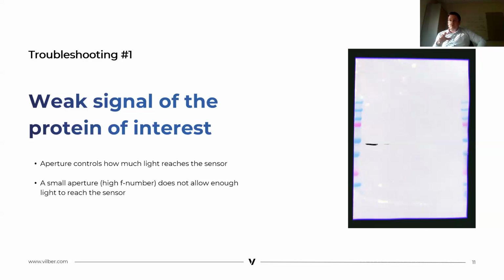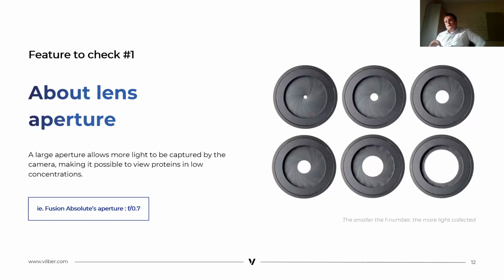When you have a high F number, it lets in less light, which can make the image darker if the exposure is not adjusted. So, as I said, the aperture controls how much light reaches the camera sensor, and our system, the Fusion Absolute, has the largest aperture on the market with a value of 0.7. So with our camera, it's possible, due to the lens aperture, to detect a low quantity of protein.